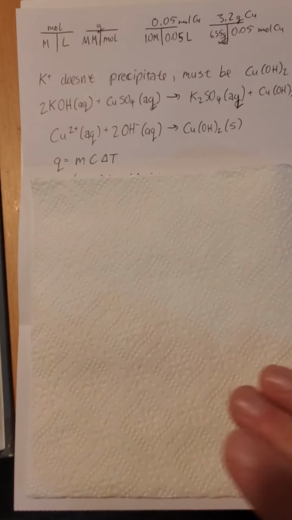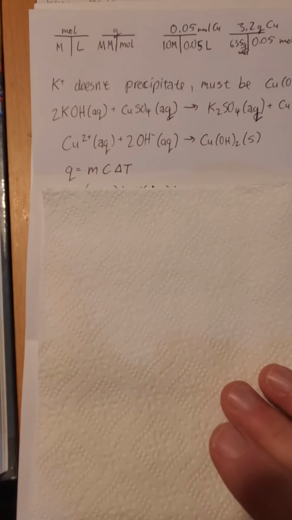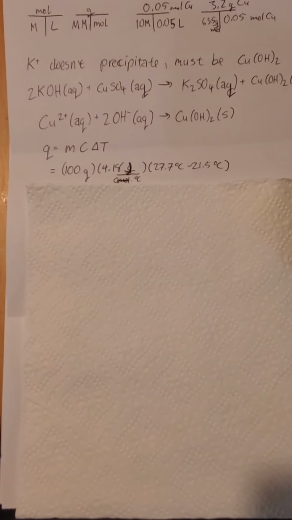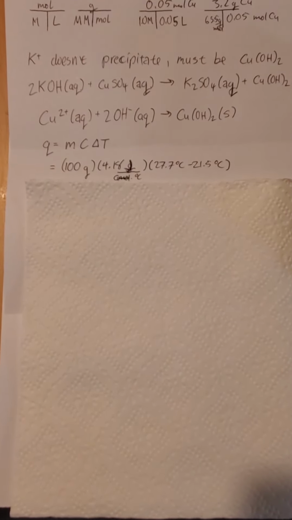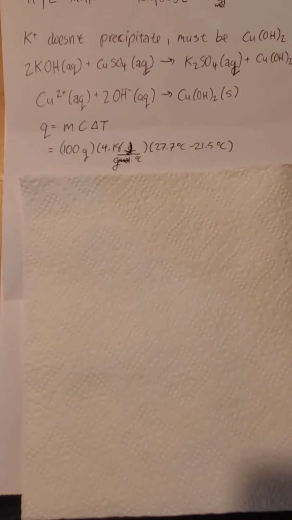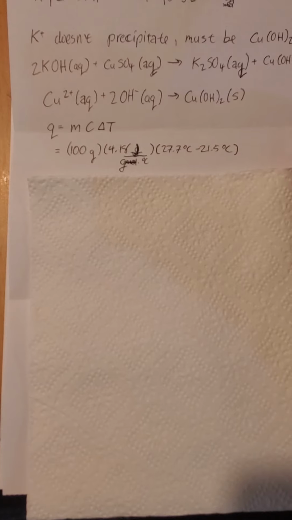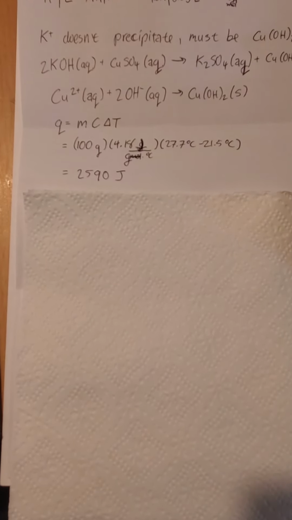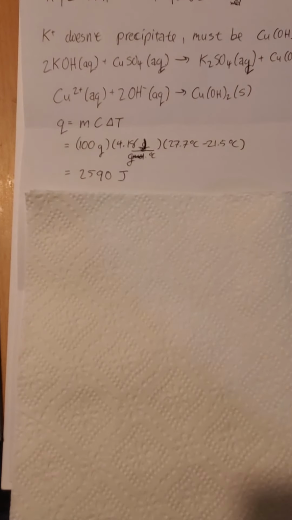So this is just a straightforward q equals mc delta T. So since we got to assume that the density is the same, the mass is 100 grams. The heat capacity of water is 4.18 joules per gram per degree Celsius. And the change in temperature is 27.7 degrees Celsius minus 21.5 degrees Celsius. That subtraction is going to narrow us down to 2 sig figs, but I'm going to be a little naughty and take a third. And we just got to multiply those numbers, and boom, 2,590 joules. And our work here is done.